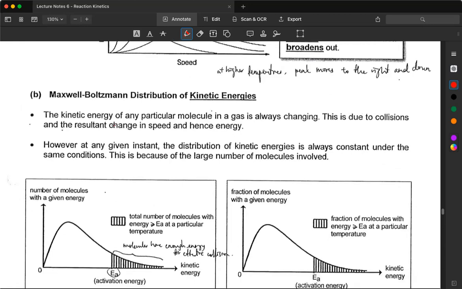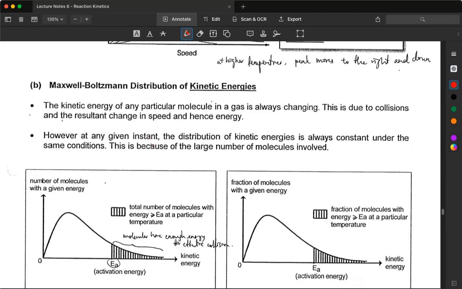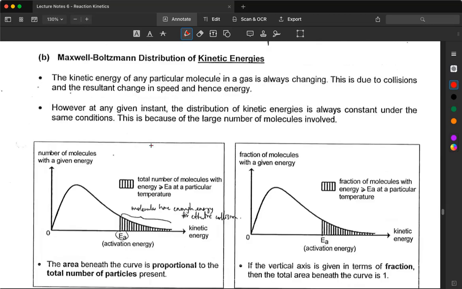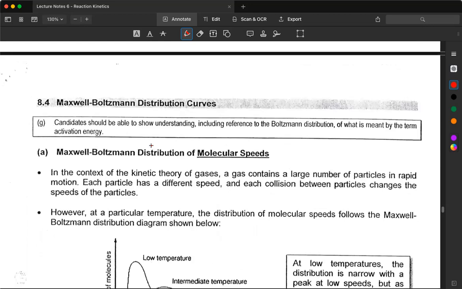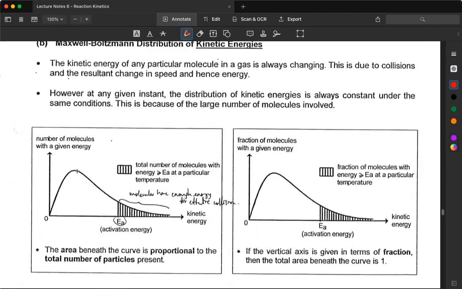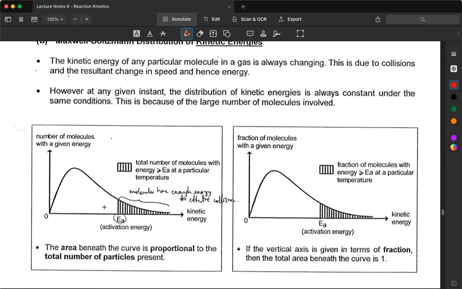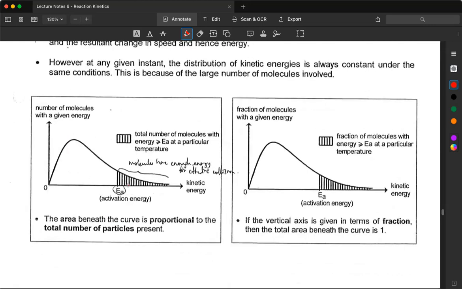So the kinetic energy of any particular molecule in a gas is always changing because there are always collisions, and that will cause a change in speed and energy. So at any instant, the distribution of KE, kinetic energy, is always constant under the same condition. By right, same temperature, same average KE, okay? So the area beneath the curve is proportional to the total number of particles. Okay, and this is EA.